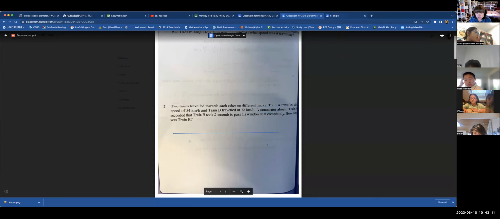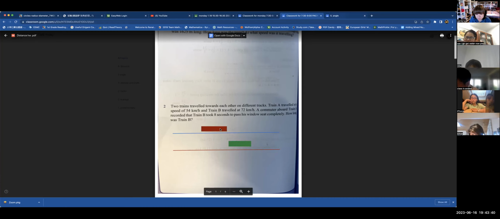So this question is actually on two different tracks, okay? Because if they are heading to each other on the same track, the trains are going to create a what? The trains would crash, right? Okay, so it's not going to happen like that. So train A is here and train B is here. Train B is going this way and train A is going this way.